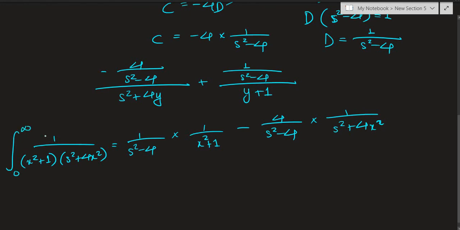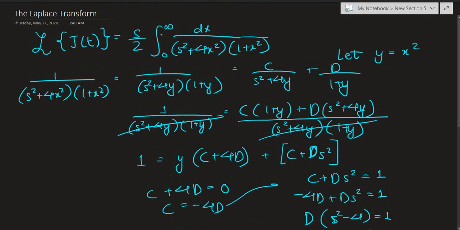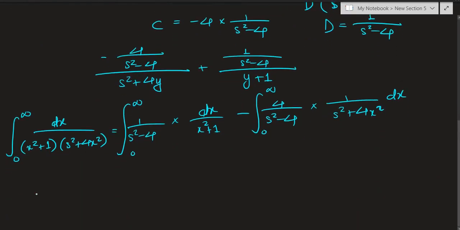from 0 to infinity, dx. Doing that on both sides, dx, integral from 0 to infinity, dx. And don't forget that we also had this extra factor of s by 2 over here. So again, multiplying and dividing s by 2, we just end up with the Laplace transform of j of t, and we have to multiply s by 2 here.